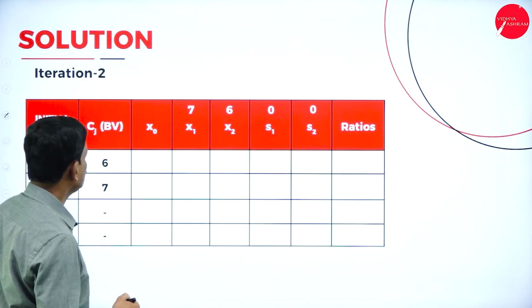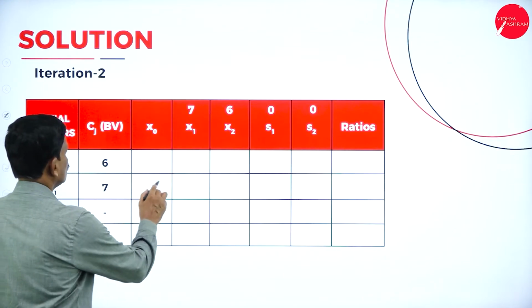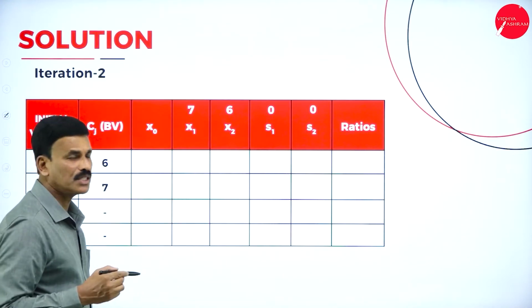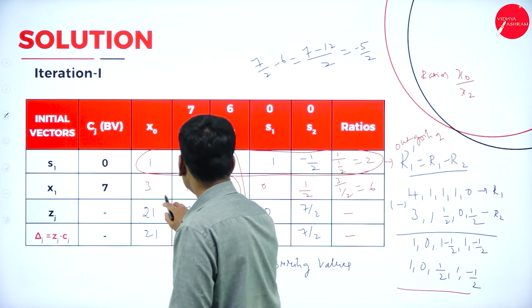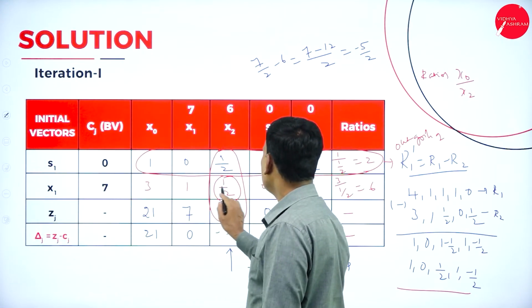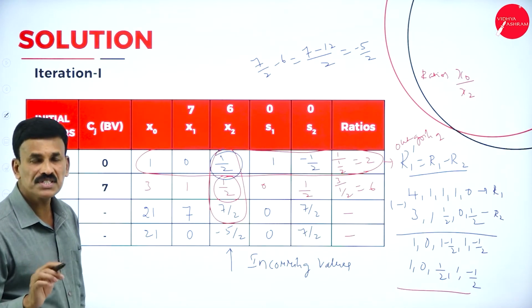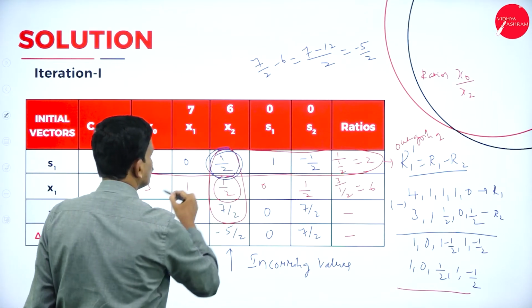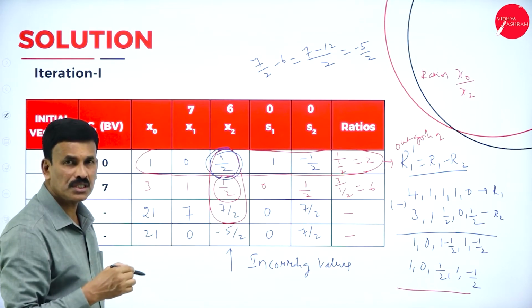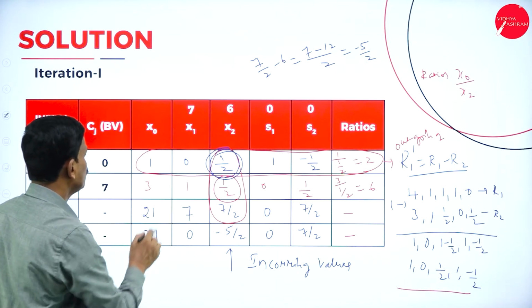So here in iteration number 2, what is the first thing we are going to do? Convert the key element as 1. So what is the key row? In the key row we have 3, 1, 1 by 2, 0. Identify the key element. In the first iteration, identify the key element. Here, the intersection of the key row and key column will give the key element. So here the key element is 1 by 2.